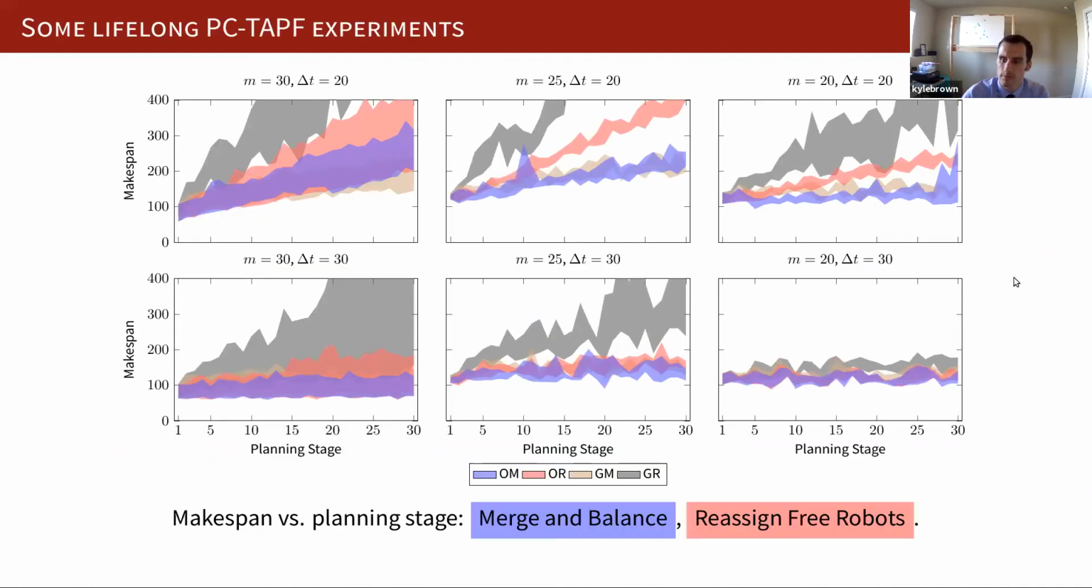So again, merge and balance in blue is the approach where we are allowed to cancel tasks and then reassign them. Reassigned free robots is where we don't cancel tasks, we just assign new tasks to the robots that are free. So I've plotted some results for these solvers and 2 other solvers that I haven't described here. As you can see, in general, the merge and balance solver does better.